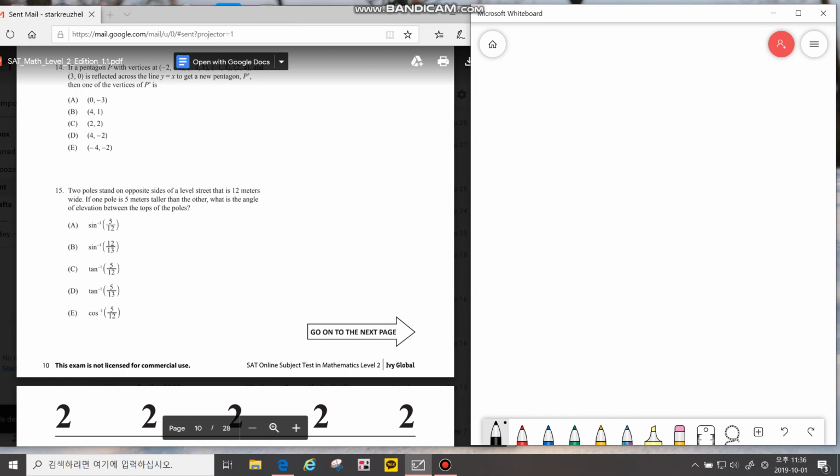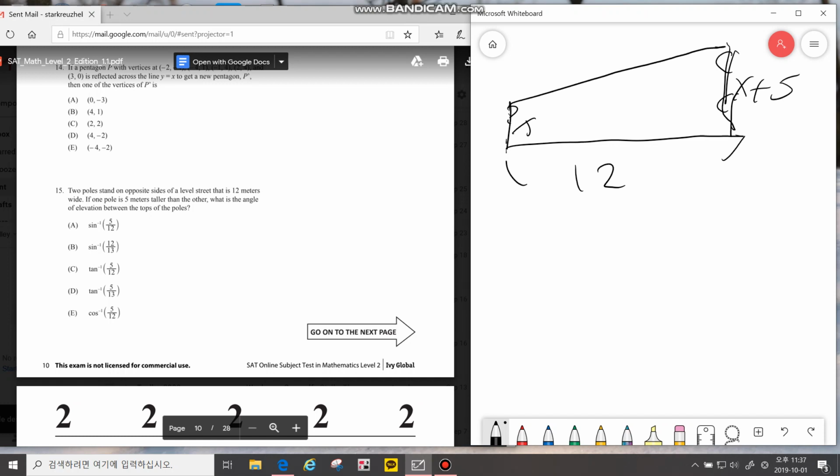Two poles stand on the opposite sides of a level street, so it looks like this, right? One pole is here and the other is here. Level street, right? They're 12 meters apart, and then one pole is 5 meters taller. So let's say this is 5 meters taller. So if it's x, then this is x plus 5, right? So then what is the angle of elevation between the tops of the poles?